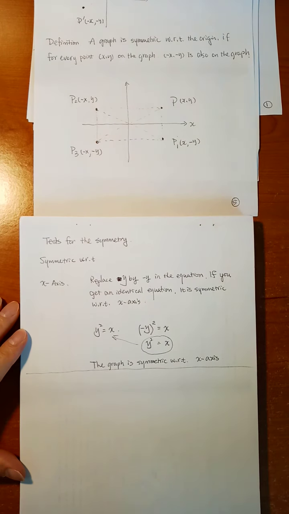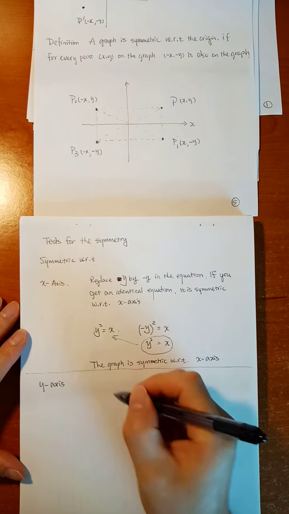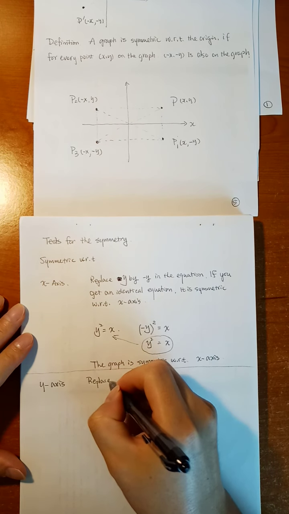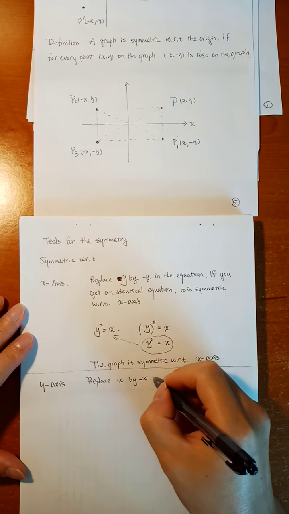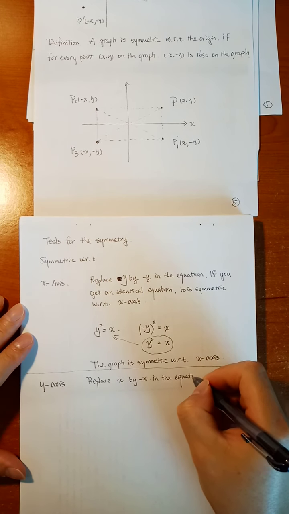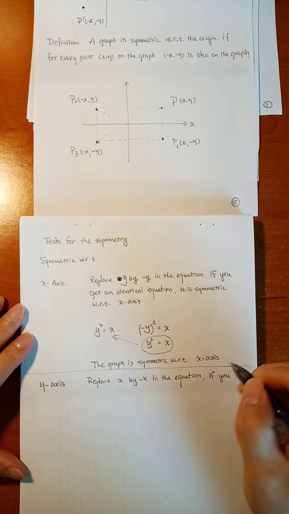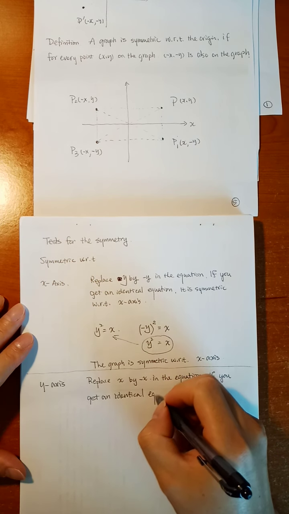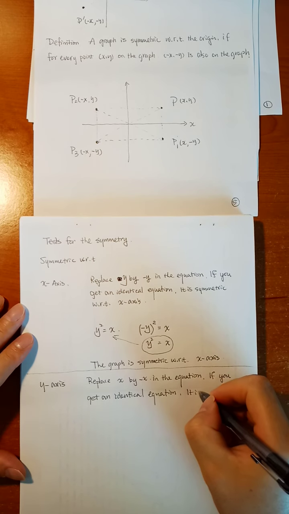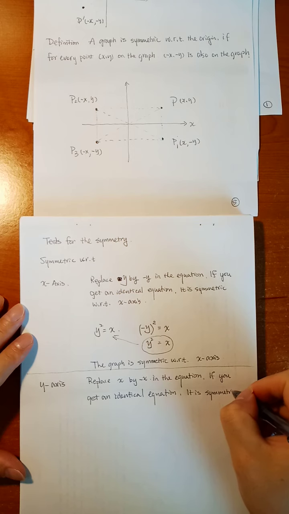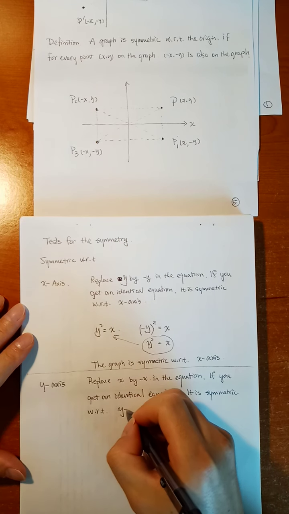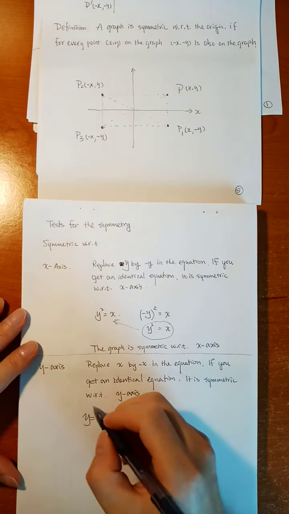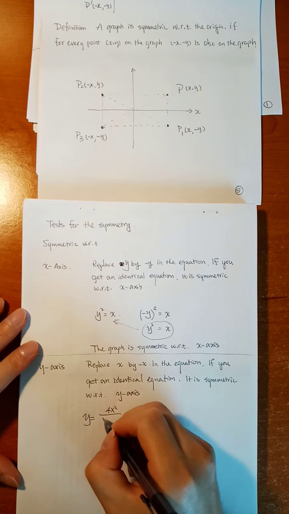And next, y-axis. To check symmetric with respect to y-axis, you just replace x by negative x in the equation. If you get an identical equation, it is symmetric with respect to y-axis. Okay, the example will be this: y equal to 4x squared over x squared plus 1.